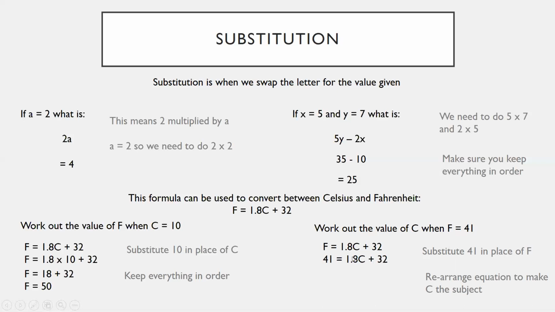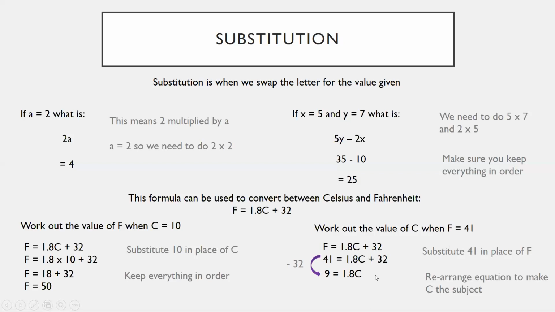So the first thing that's in our way of C being on its own is this 32 here. So we need to get this back to 0. So if I've got 32 and I need to get to 0, well, I need to take away 32. And whatever I do to this side, I must do to this side. So that's going to leave me with 9. 41 take away 32 leaves me with 9. And then 32 take away 32 leaves me with nothing here, and I'm just left with the 1.8C.